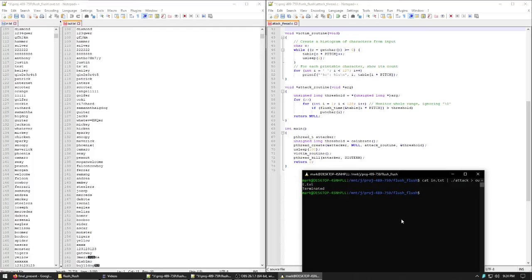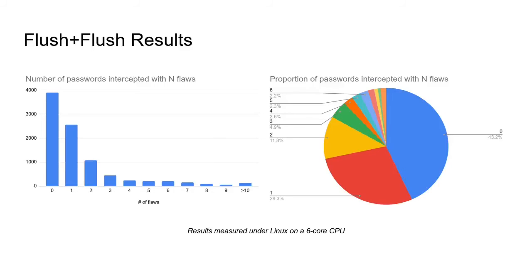In the output, notice that many strings are correct, but some characters are wrongfully added or missed, including some of the newlines. Now let's see the numbers. The attack is generally successful. The left diagram shows how many passwords had a given number of flaws. The right diagram shows the same info as a proportion of a whole.